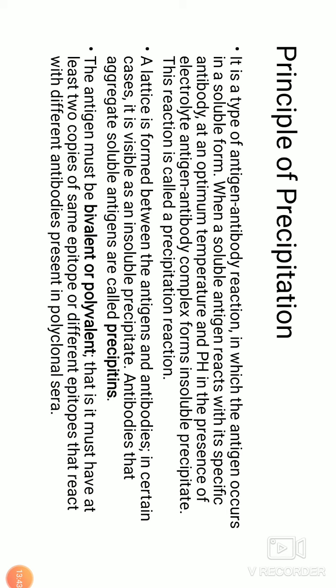So that was about what agglutination is and the applications of agglutination. Now we'll come to what precipitation is, the principle of precipitation, and then we'll see examples. It is a type of antigen-antibody reaction in which the antigen occurs in soluble form. There it was particulate. When a soluble antigen interacts with a specific antibody at an optimum pH and temperature in the presence of electrolyte, an antigen-antibody complex is formed and forms an insoluble precipitate.